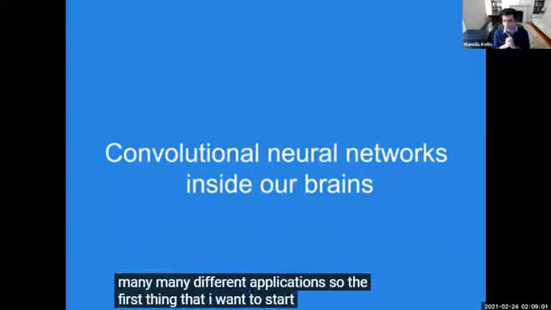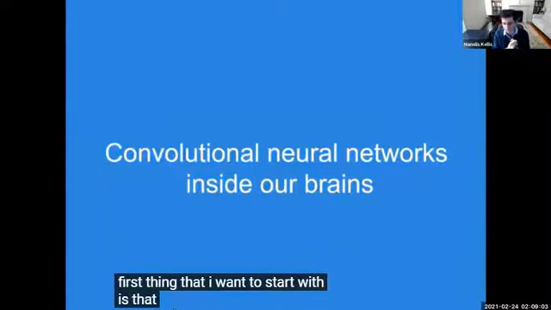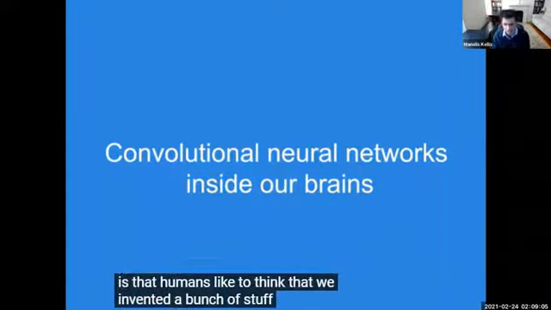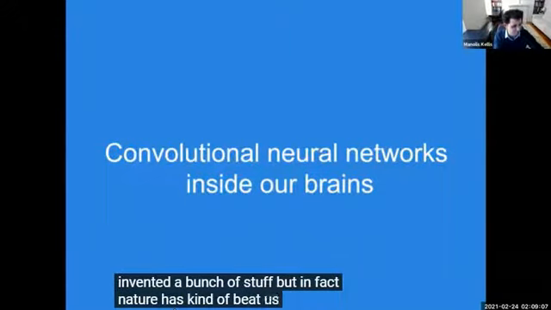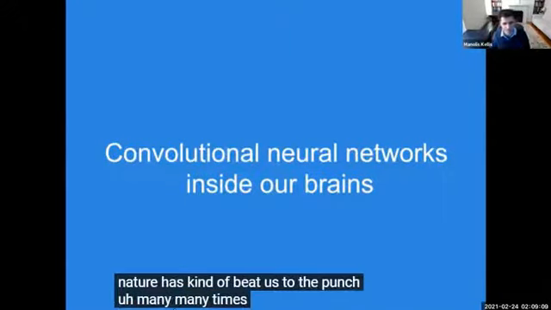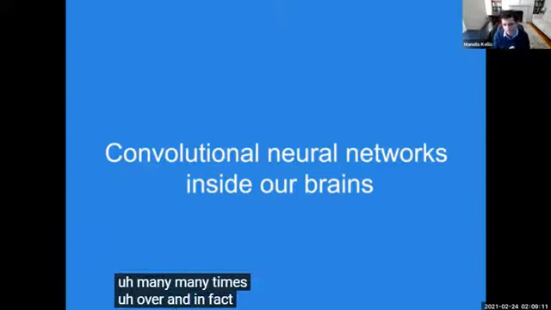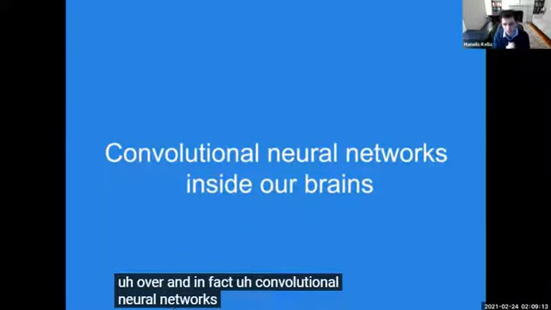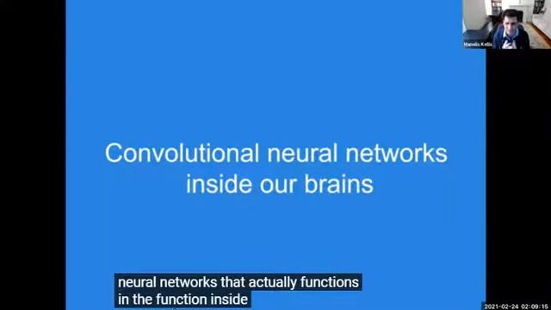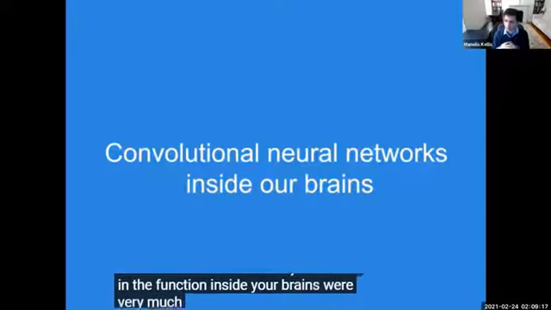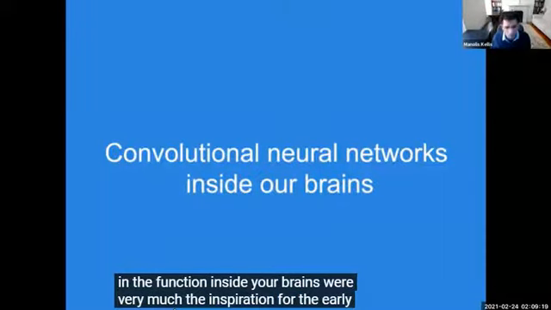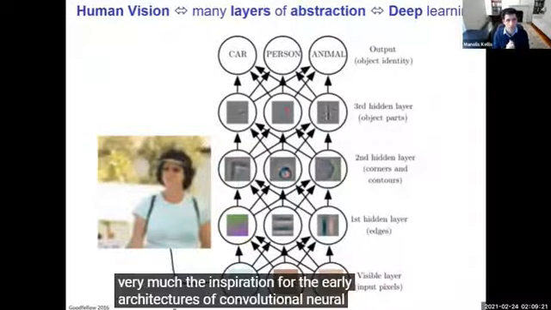So the first thing that I want to start with is that humans like to think that we invented a bunch of stuff, but in fact, nature has kind of beat us to the punch many, many times over. And in fact, convolutional neural networks that actually function inside your brains were very much the inspiration for the early architectures of convolutional neural networks.